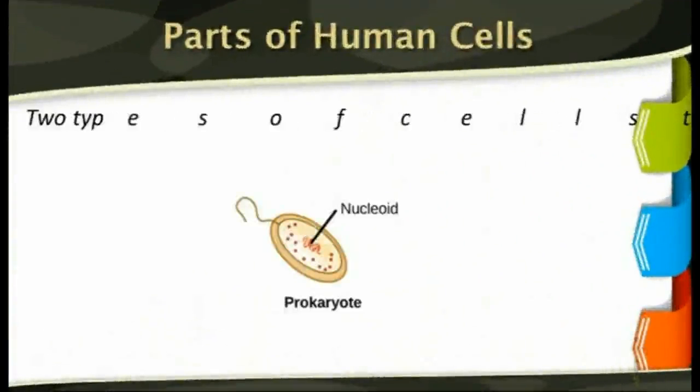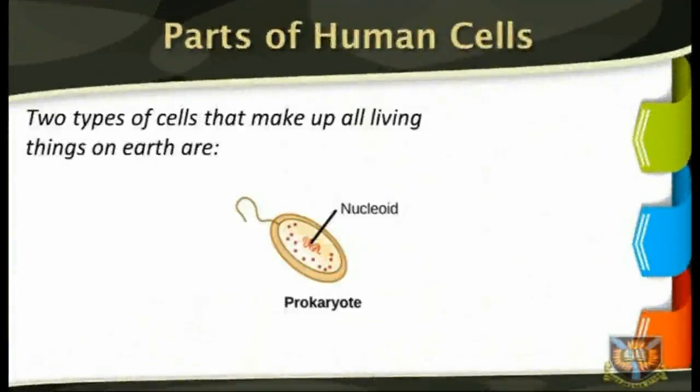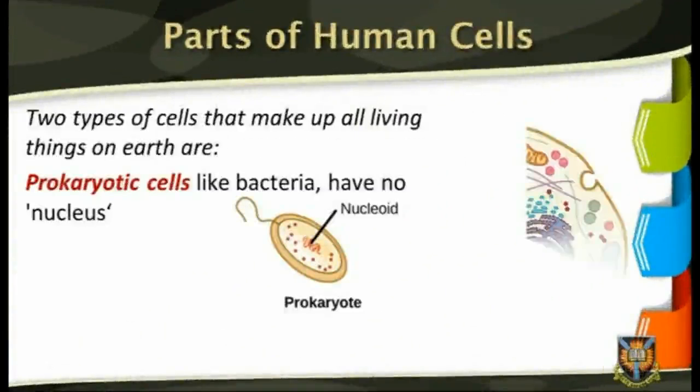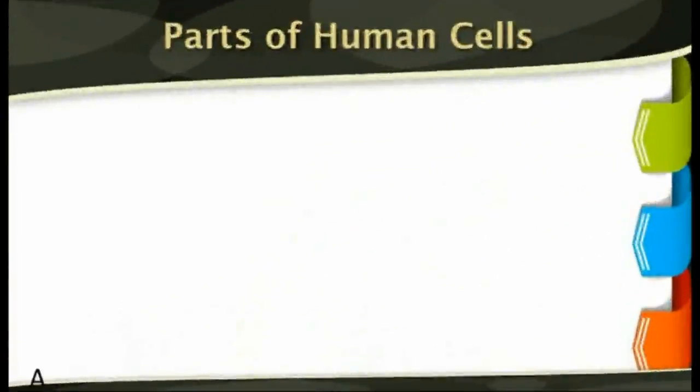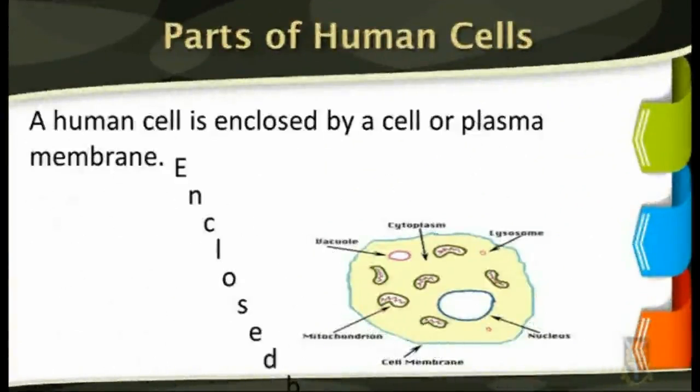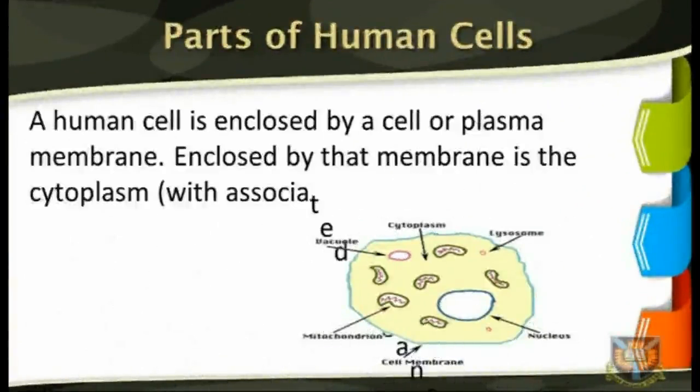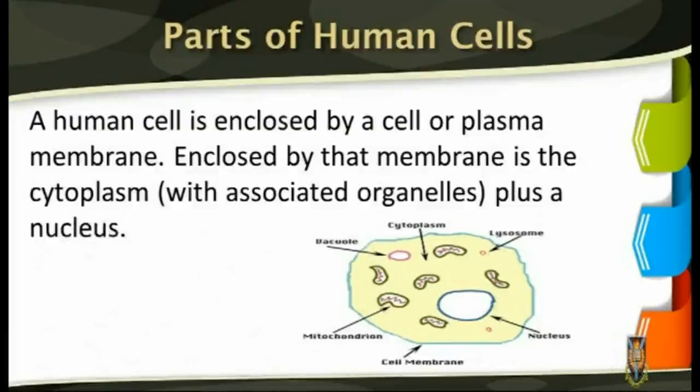Parts of human cells. There are 2 types of cells that make up all living things on Earth: the prokaryotic and eukaryotic. Prokaryotic cells, like bacteria, have no nucleus, while eukaryotic cells are like those of the human body. So, a human cell is enclosed by a cell or plasma membrane. Enclosed by that membrane is the cytoplasm with associated organelles plus a nucleus, as shown in figure 3.2.